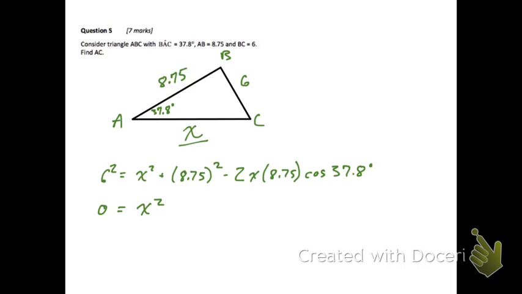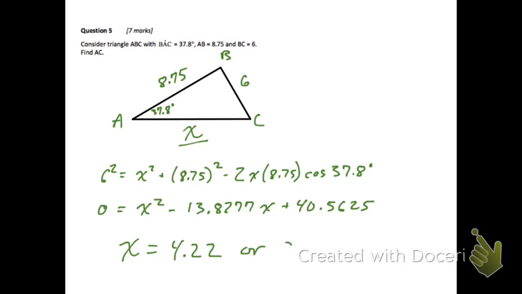Now, if I tidy this up and set it equal to 0, you'll see that I actually just have a quadratic equation. I've let this go to 4 decimal places, but you can also just store those values in your calculator and get it accurate to more decimal places. That's more recommended. I can graph this, or I can use one of the solvers on my calculator, and I find out that x is 4.2 or 9.60.